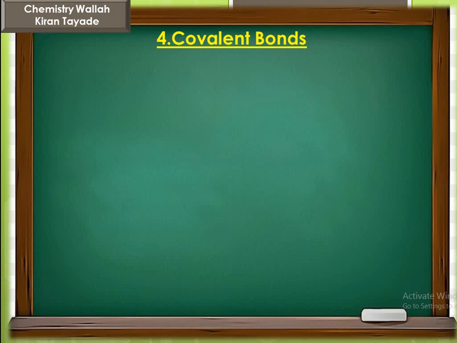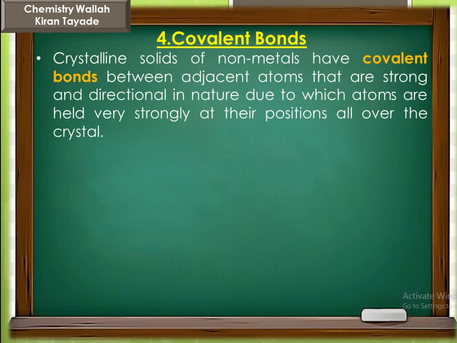The last type of crystalline solid is covalent or network molecular solids, also called network crystalline solids. This crystalline solid contains which species? Non-metals, and they are bonded by which bond? Covalent bonds between the adjacent atoms. They are very strong and directional in nature. Why? Because the atoms are held very strongly at their positions all over the crystal.